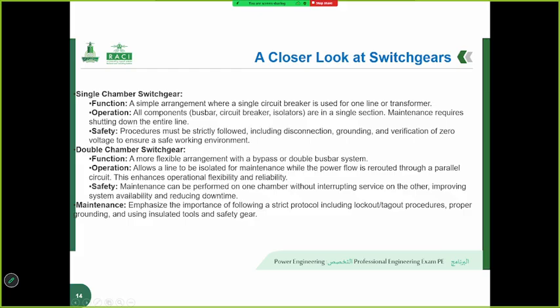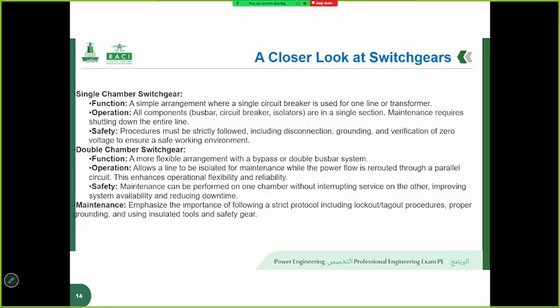Switchgear is a general term covering a wide range of switching devices, including circuit breakers, disconnectors, and fuses, used to control, protect, and isolate electrical equipment in a substation. The specific arrangement of these components, often referred to as the switchgear architecture, is crucial for both operational flexibility and safety. This slide compares common configurations, single chamber and double chamber switchgear.